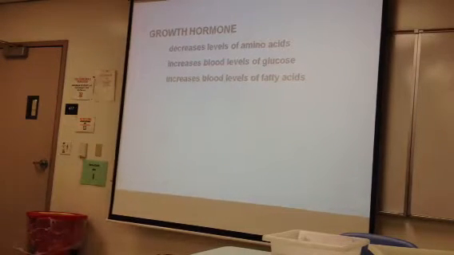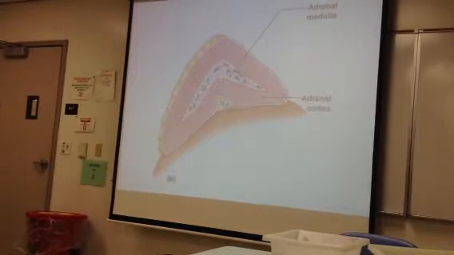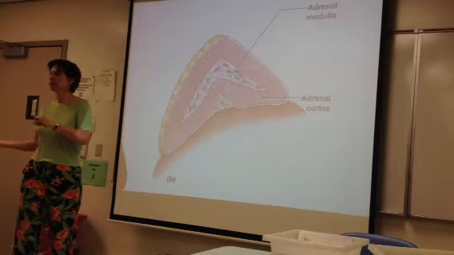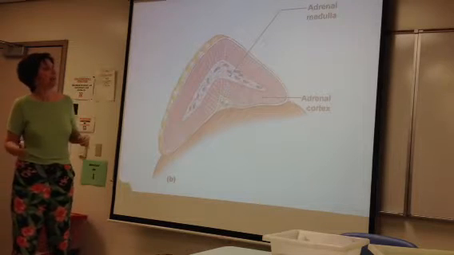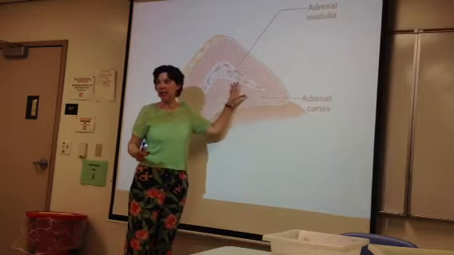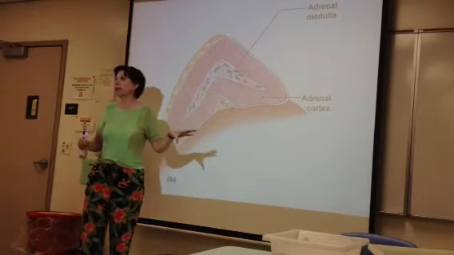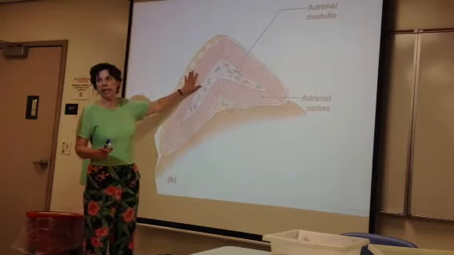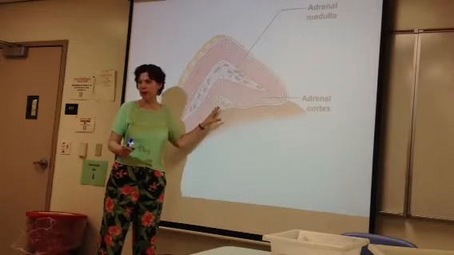Okay, that brings us to the adrenal gland. We looked at the adrenal gland, the first part of the endocrine system, just for its location. And if you recall, the adrenal gland has a cortex and a medulla, and we have hormones released by those two different regions. So we have corticosteroids from the cortex and neural hormones from the medulla.